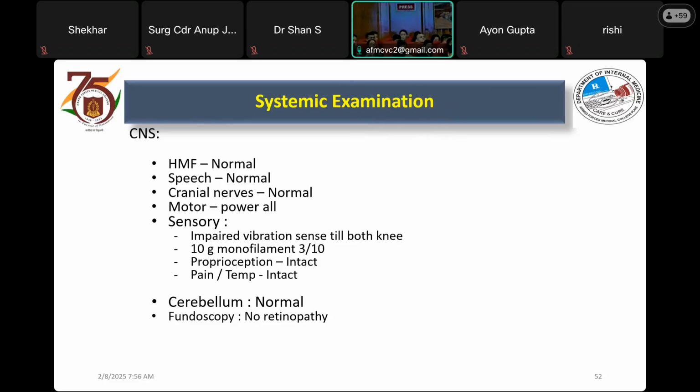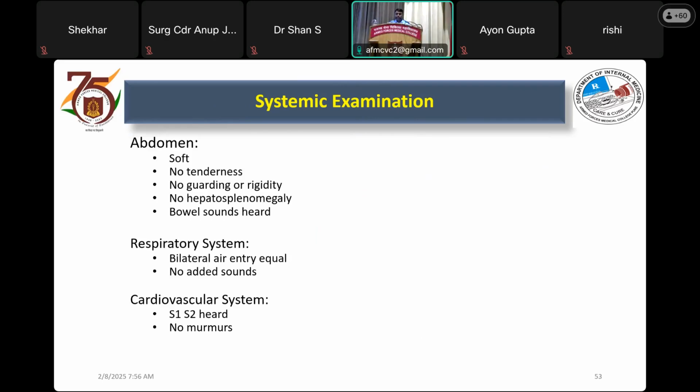Coming to the systemic examination, in the central nervous system, her higher mental functions were normal, her speech and cranial nerves were normal, and the motor system was within normal limits. In her sensory system, she has impaired vibration sense till both the knees. In 10-gram monofilament, she scored 3 by 10. Her proprioception was intact, her pain and temperature were intact. Her cerebellar functions were normal, her fundoscopy revealed no retinopathy. Her other systemic examinations were within normal limits.